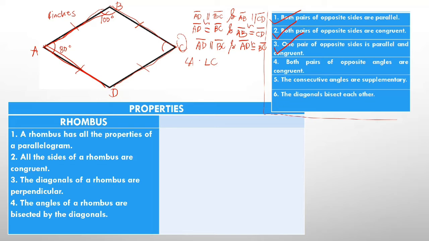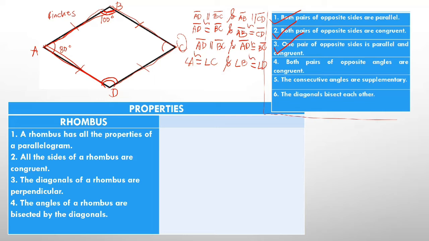And our other opposite angle is angle B. The opposite angle is angle D. Since angle D's opposite is angle B, then they must have the same measurement. If angle B is 100 degrees, so I will put another symbol, then angle D is also 100 degrees. Okay? So they are congruent. So therefore, both pairs of opposite angles of our rhombus are congruent.